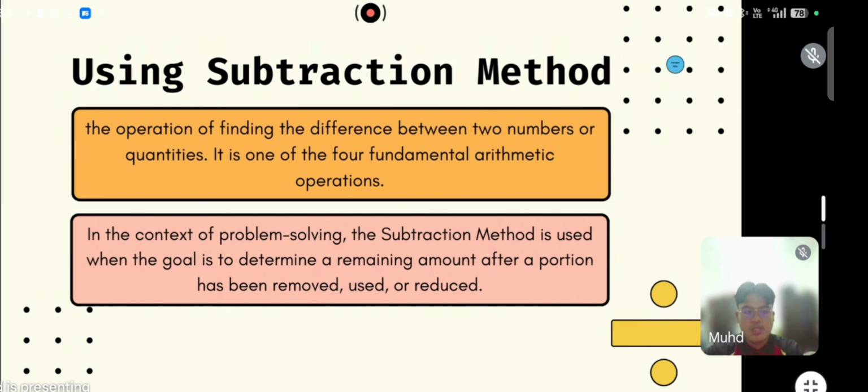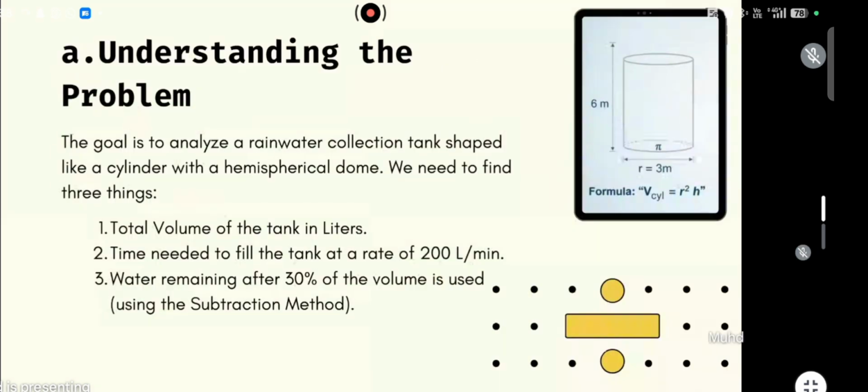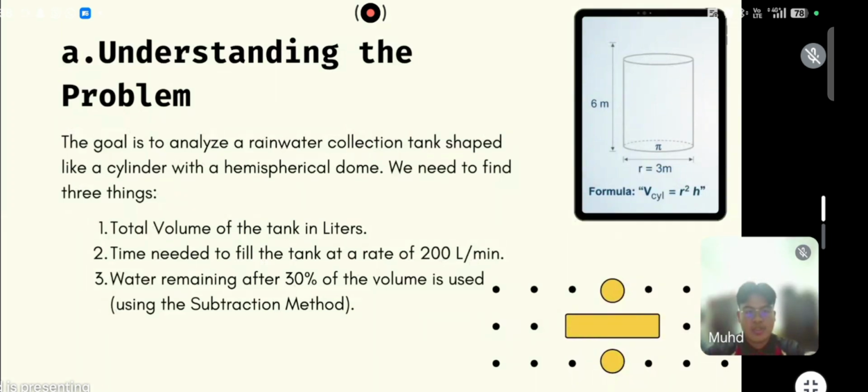Jadi step untuk problem solving is memahami masalah tersebut, iaitu understanding the problem. The goal is to analyze the rainwater collection tank shaped like a cylinder with a hemispherical dome. We need to find three things. First is the total volume of the tank in liters. Second is the time needed to fill the tank at a rate of 200 liters per minute. The third is the water remaining after 30% of the volume is used. Maksudnya 30% daripada tank tu telah digunakan dalam satu hari tu. Subtraction method ni akan digunakan untuk soalan ketiga sebab dia berlaku proses penolakan.